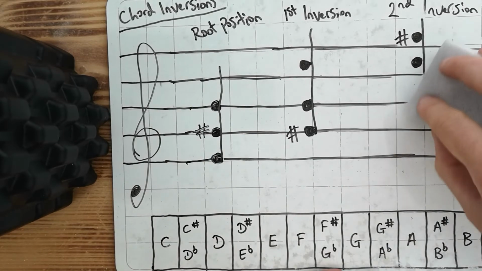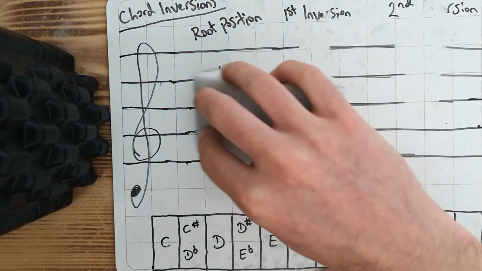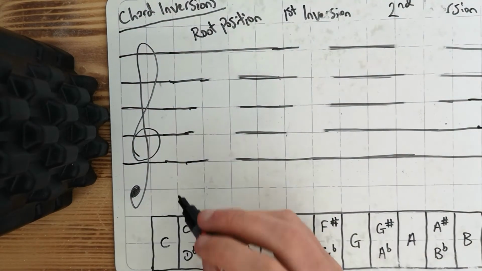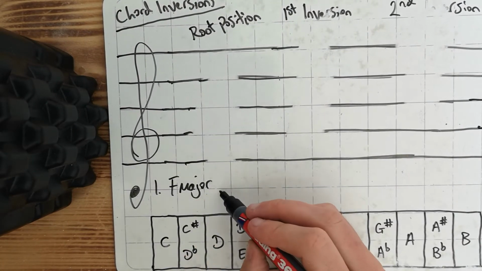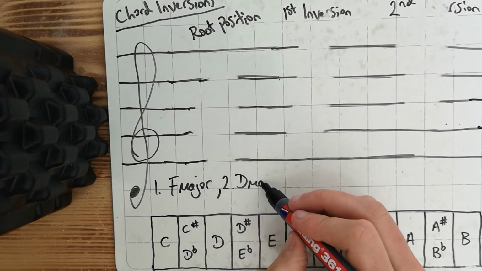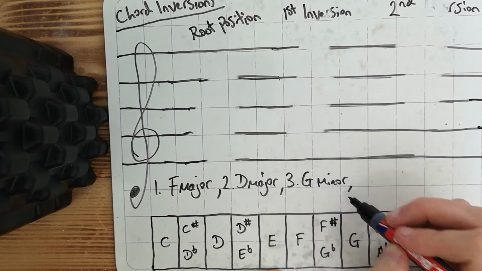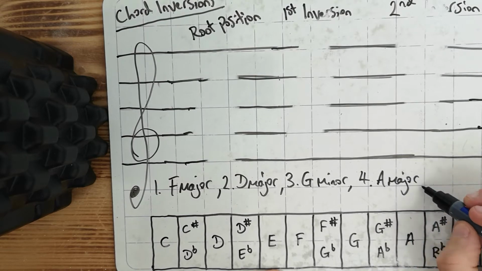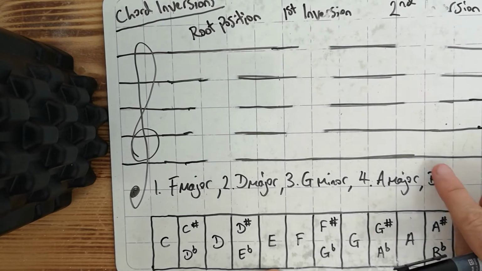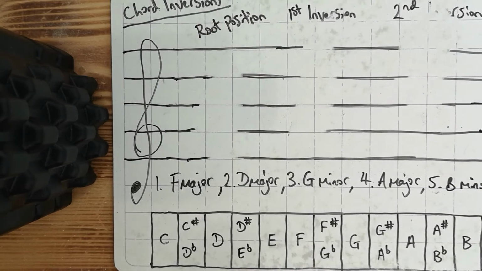Now what I'm going to ask you to do is to take the 5 chords I just asked you to work out, which were F major, D major, G minor, A major, and let's put number 5 there, it's easier, B minor. I want you to write those out.